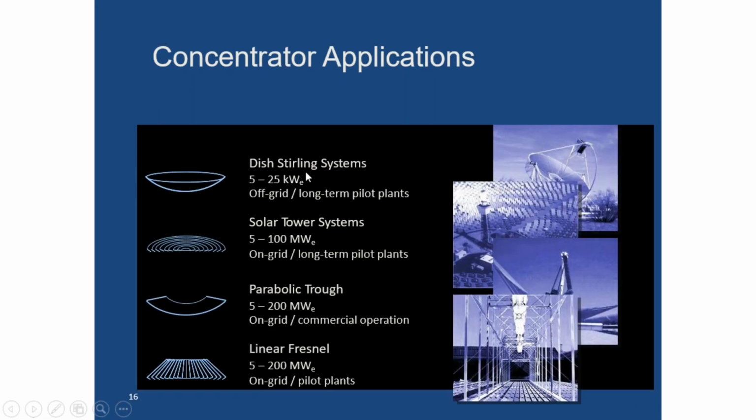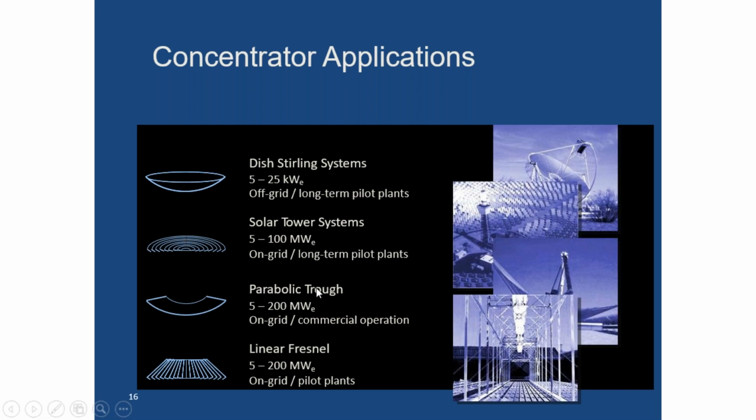Now again, here we have this application. This Stirling system is used for producing power from 5 to 25 kilowatt electrical energy. These are pilot projects in India. Now again, the solar tower system has the capacity to produce 5 to 100 megawatt electrical power on grid or as a long term pilot plant.